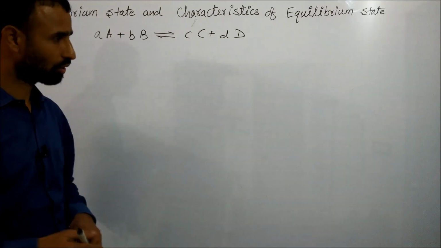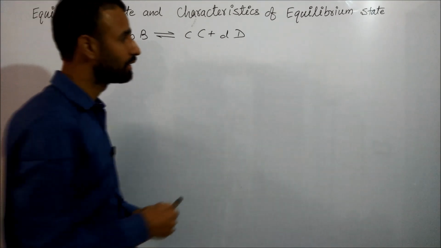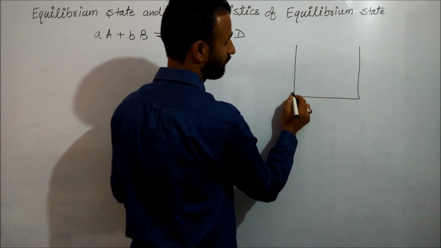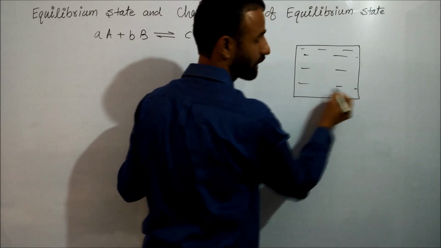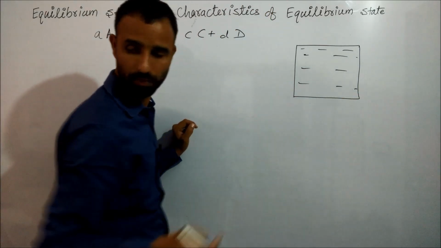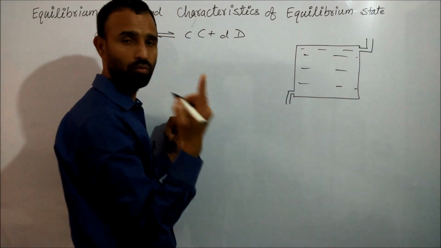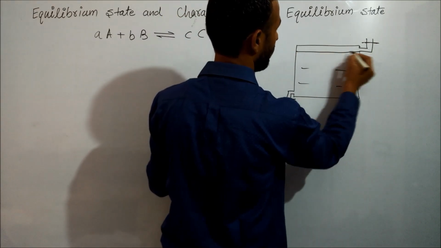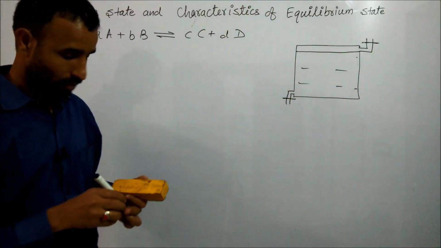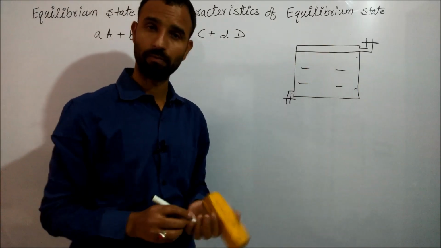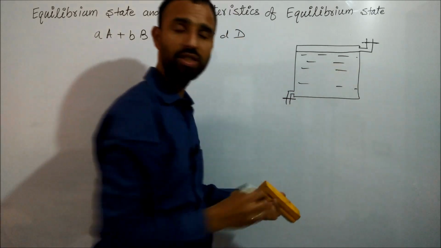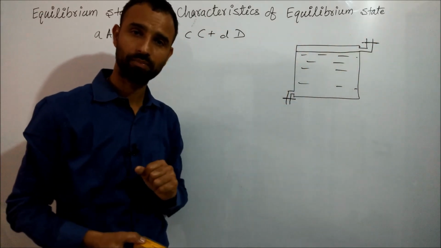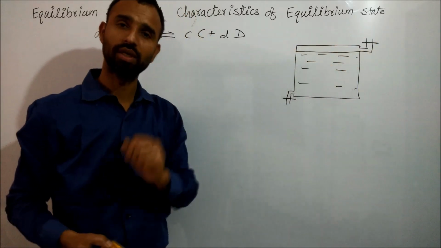If we talk in terms of physical change, let us take an example of a container. This is a tank, with water in the tank. There are two taps in the tank. Both the taps are closed. Let's say this is the level of the tank, and water is filled up to this level. Is there any change in the water level? No, because both the taps are closed. So the level of the water in the tank remains the same.